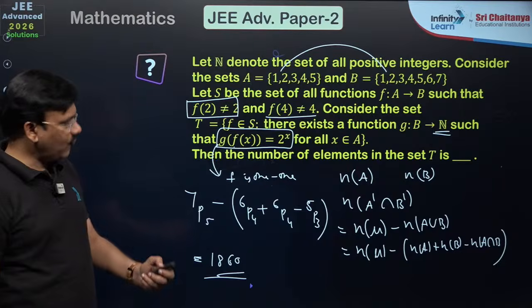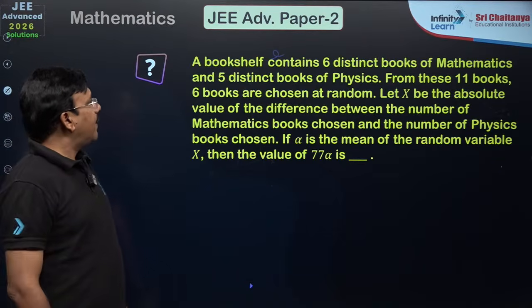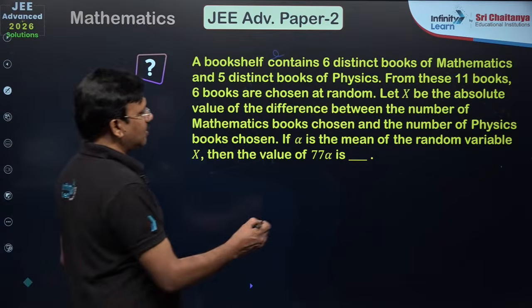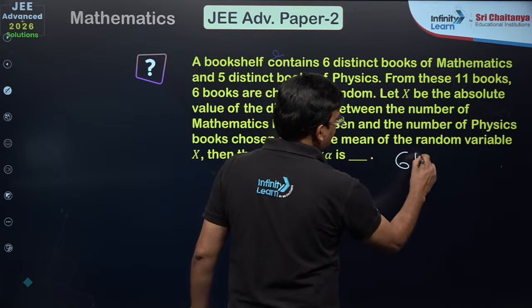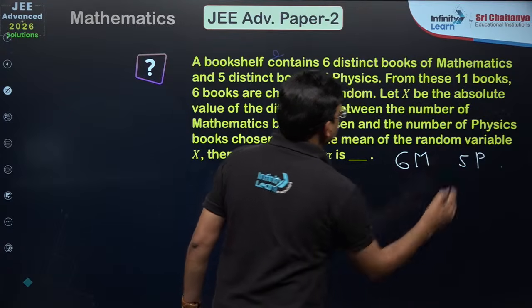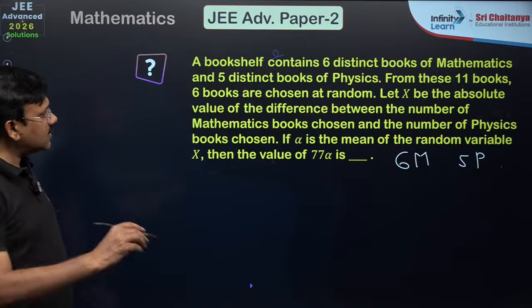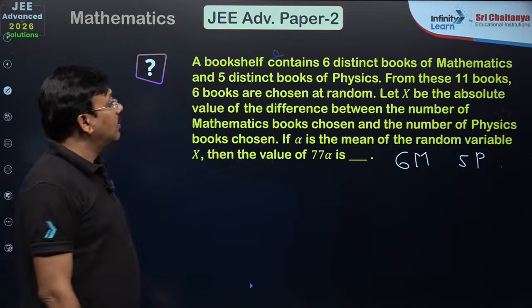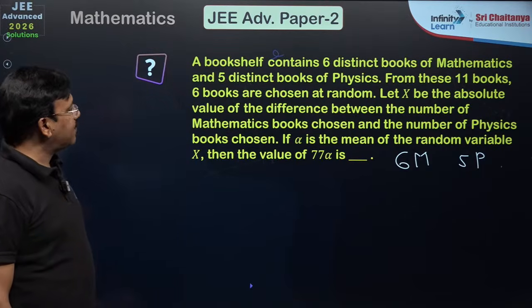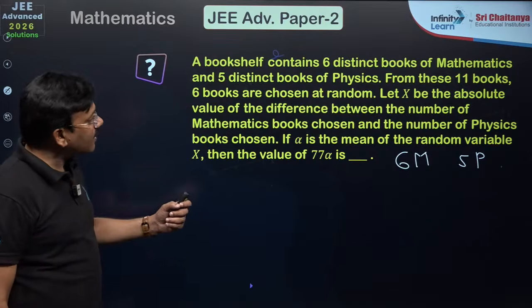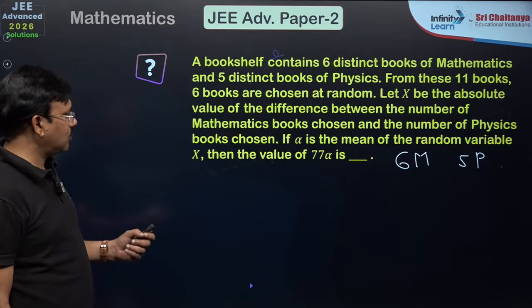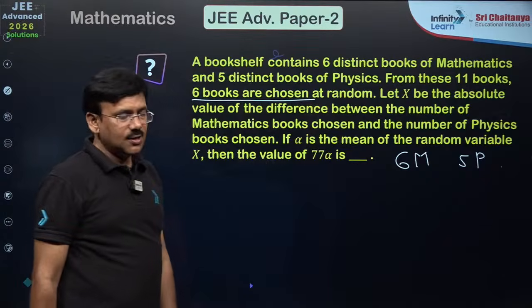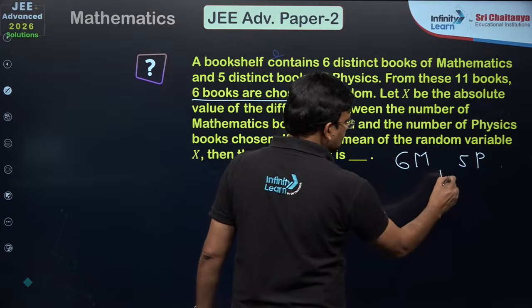Okay, fine. The next, you see, a bookshelf contains 6 distinct books of mathematics and 5 distinct books of physics. 6 math and 5 physics. From these 11 books, 6 books are to be chosen. Total number of cases are 11C6. Now, X denotes the absolute value of the difference between the number of mathematics books chosen and the number of physics books chosen. So finally, 6 books are to be chosen, right? So from this you have to choose 6.